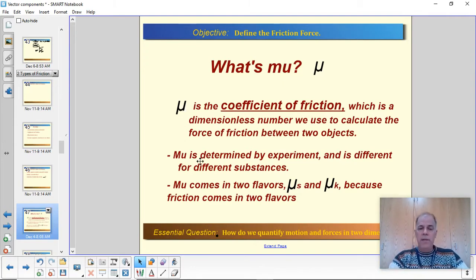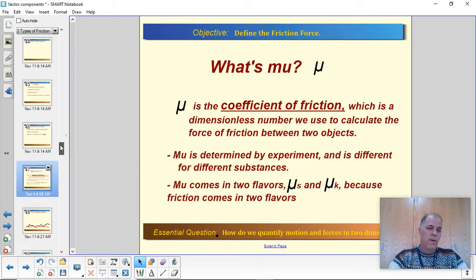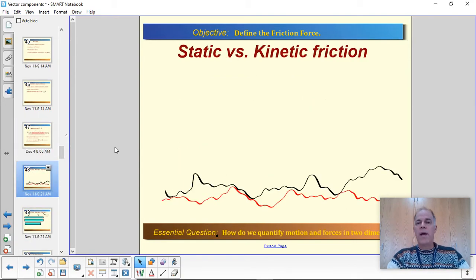Okay. Finally, mu comes in two flavors, mu S and mu K, because it turns out that friction comes in two flavors. What do I mean by that? Okay, well, there's two kinds of friction. There's static friction and kinetic friction. And we have a mu for each one of those, which we'll see in a moment.